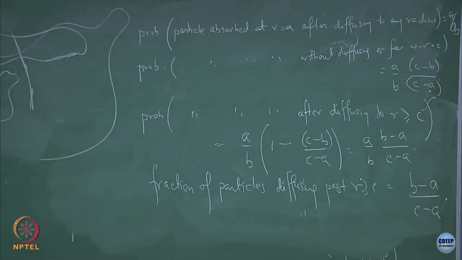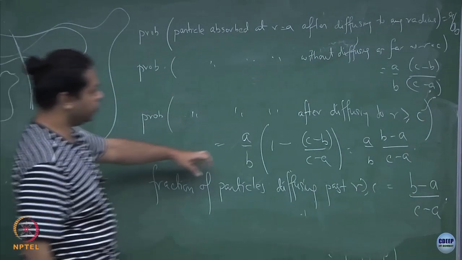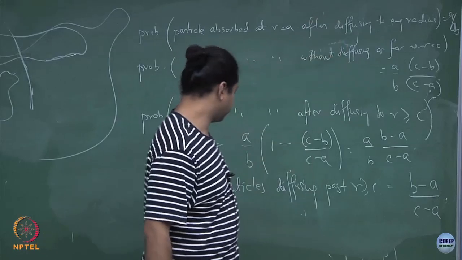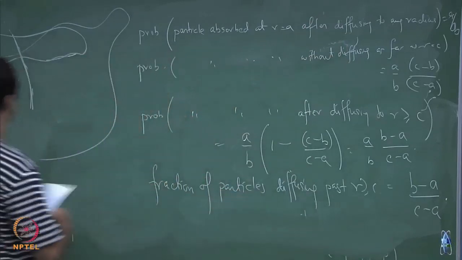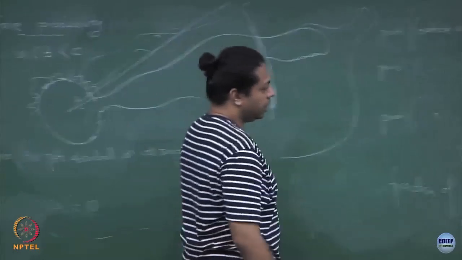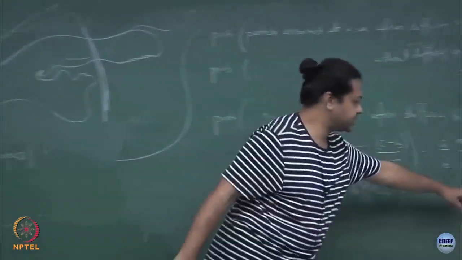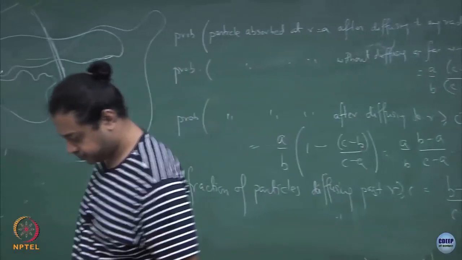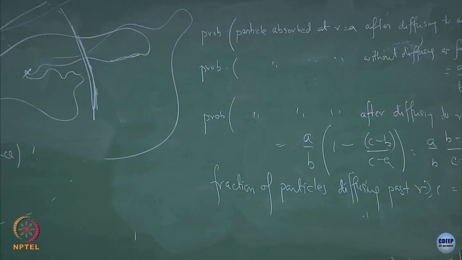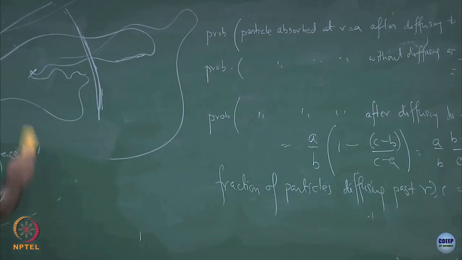So, this is the probability of going beyond this and getting captured. This is the probability of all trajectories. So, therefore, the fraction of particles that go beyond some r equal to c that you set and then get absorbed is b minus a by c minus a. Okay. I just wanted to do this to put in some numbers. So, let me put in some numbers now.